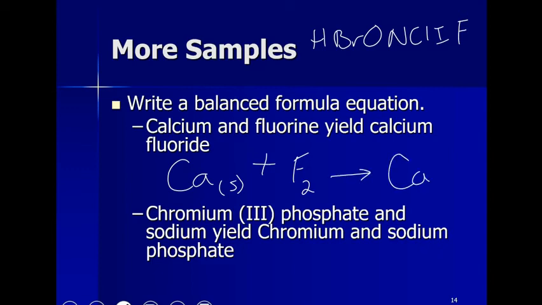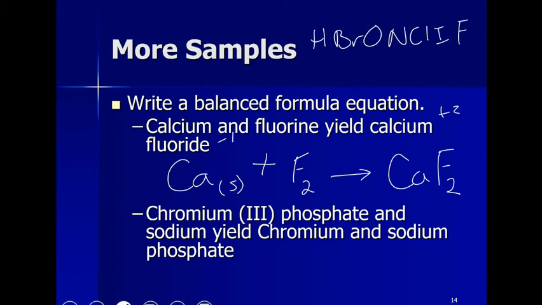So calcium forms a +2, fluoride forms a -1. So I need 2 fluorides for every 1 calcium. And then I look at this and I have 1 calcium on one side, 1 on the other. 2 fluorines, 2 fluorines. It is balanced. Perfect. Okay.